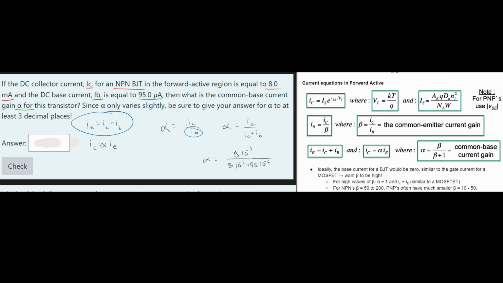That's going to give us a value because our amps are going to cancel out, right? If we have amps on top and amps on bottom, they're just going to cancel. And we get a solid value of 0.98826 for our alpha. That's how we would go about solving this problem. If you have different values, you would just substitute them in, but this is our general equation.